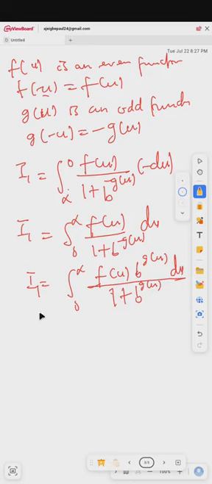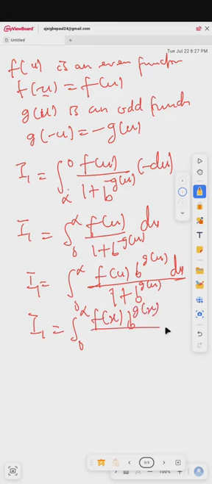Okay, guys, so you can replace u with x. If you do that, you're going to have I1 equals the integral from 0 to alpha of f of x multiplied by b raised to the power of g of x, everything over 1 plus b raised to the power of g of x, dx. And then remember that I equals I1 plus I2. Don't forget this is the same thing as I1.